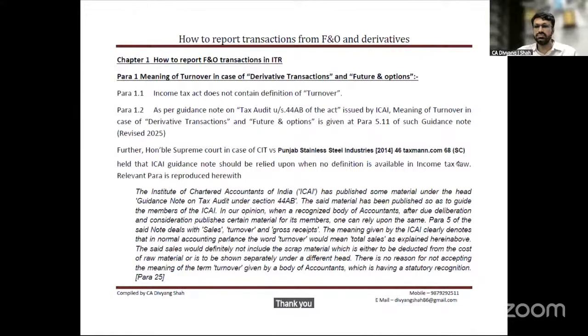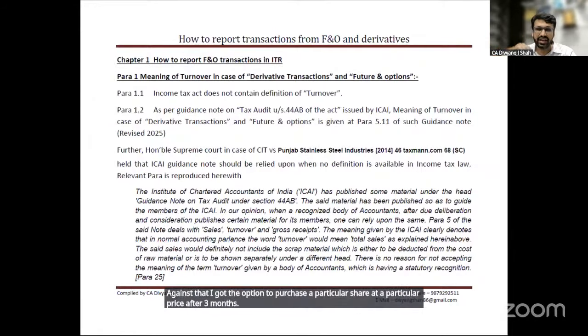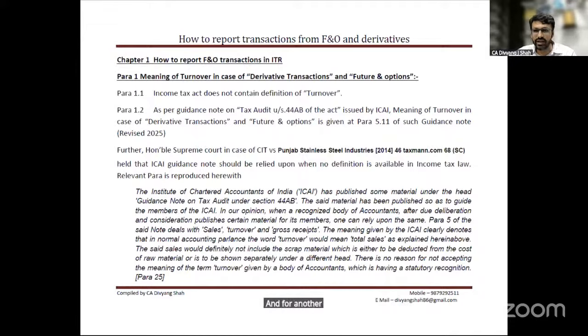Thank you. Okay, done. So for the matter of turnover, how do we calculate it? I'm taking a simple example. I have purchased an option for which I paid a premium of rupees 1. Against that, I got an option to purchase a particular share at a particular price after 3 months. In that transaction, after 3 months, I have a gain of, for example, rupees 10. In another transaction, I paid a premium of rupees 2, and there is a loss of rupees 20.